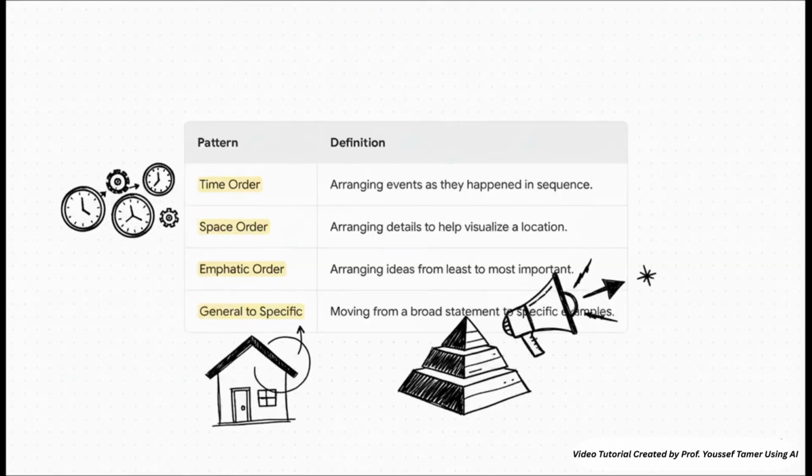So how do you create that logical flow? Well, you do it by choosing the right blueprint. Are you telling a story? Then you're going to use time order. Describing a room or a place, space order is your friend. But if you're trying to persuade someone, you've got to use emphatic order. It builds to your strongest point for a huge impact. The pattern you pick really dictates the paragraph's entire logic.